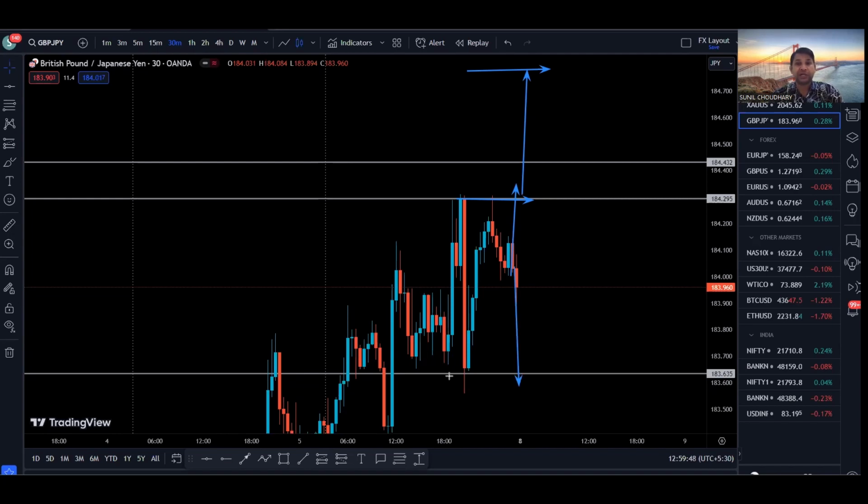And for the short, I'll be looking for a short once we get a closure below this level, because this one is the higher low of this uptrend. So that's it, guys. This was the analysis of gold from the monthly to the 30-minute time frame.